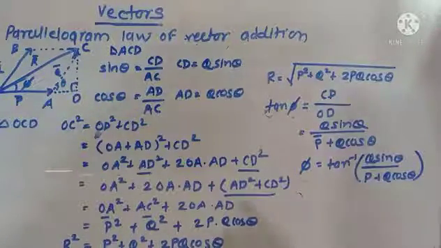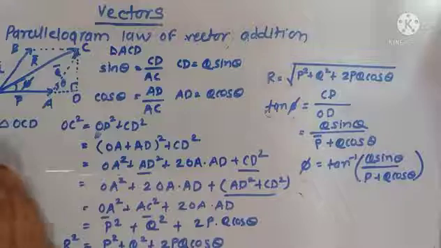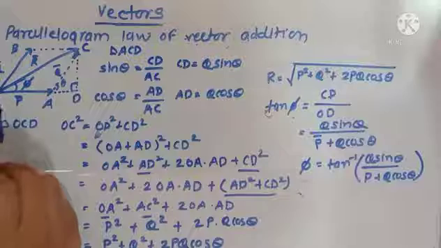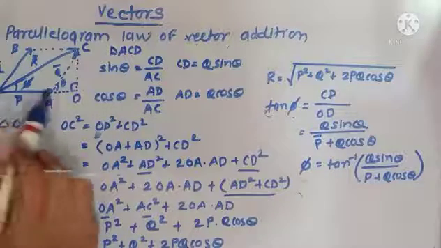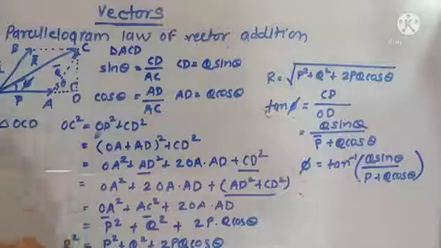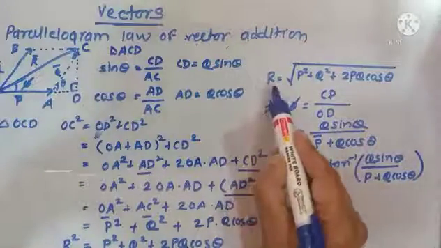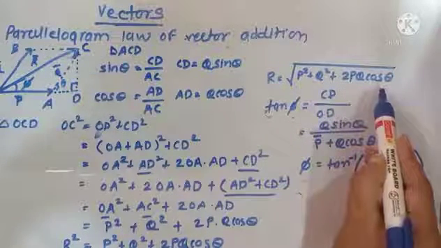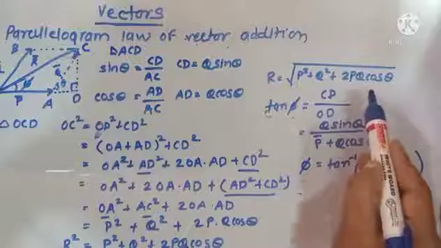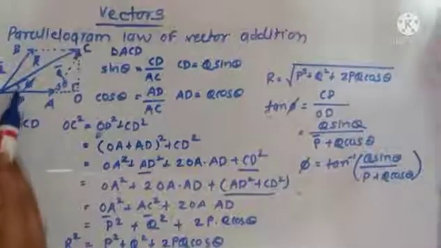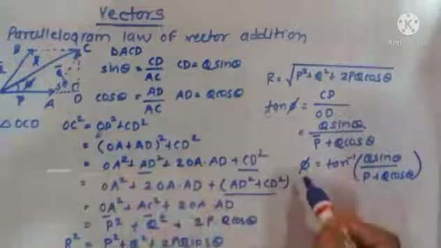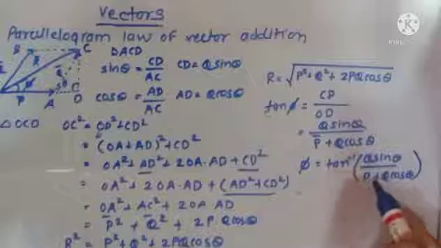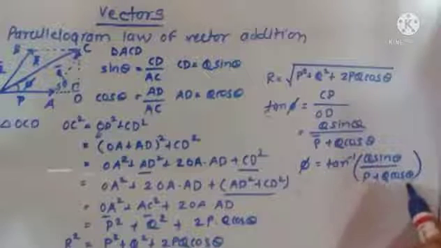Okay, so if I have two vectors acting on a body and which are representing the two sides of the parallelogram, then the resultant vector is given by R is equal to square root of P square plus Q square plus 2PQ cos theta. And if phi is the angle between that resultant vector and OA, then phi can also be calculated by using the equation phi is equal to tan inverse of Q sine theta upon P plus Q cos theta.